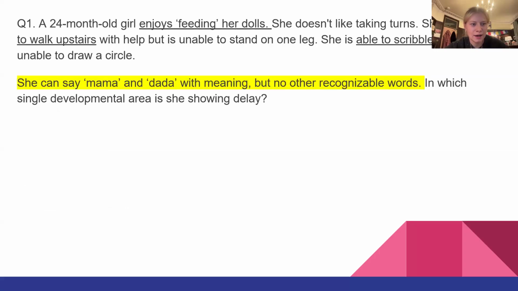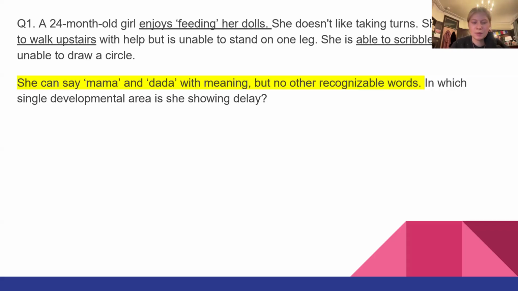So actually, feeding dolls was one of those milestones that I spoke about that came up in the mock, but doesn't really get mentioned. That is a normal milestone of someone that's about 2 years old. She's able to walk upstairs. So remember, running, walking, that sort of stuff, that all seems fine. She's able to scribble, unable to draw circles. Remember, circles are at 3 years. She can say mama and dada without meaning, but no other recognizable words.